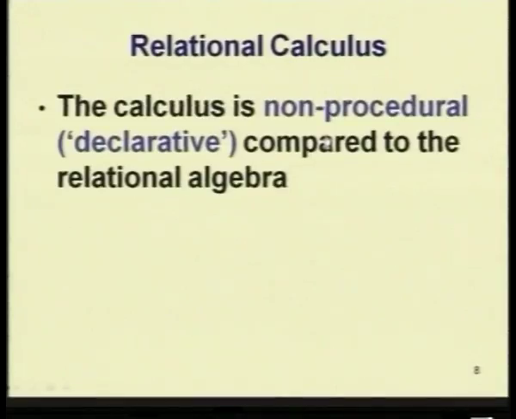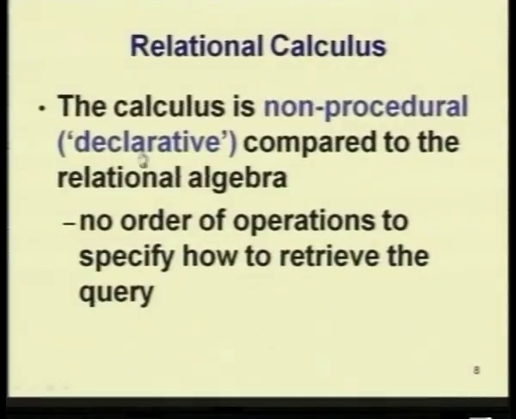Now, in this lecture we are talking about relational calculus, so let us go back to it. The calculus is non-procedural. I have already told you it is considered declarative, compared to relational algebra, which is typically a procedural language. So what do I mean by declarative? It means there is no order on the operations; you do not specify an order of how to retrieve the query. You do not say first do the select, then insert, then do the deletion, then retrieve. You do not say that order. The order is not specified.